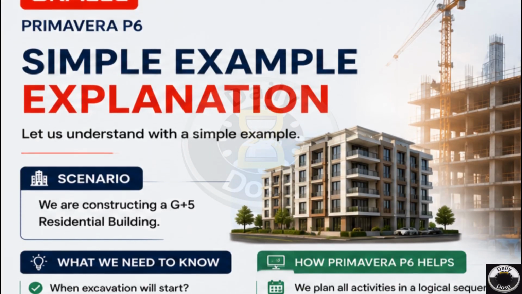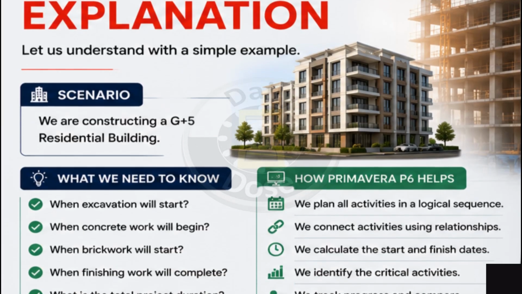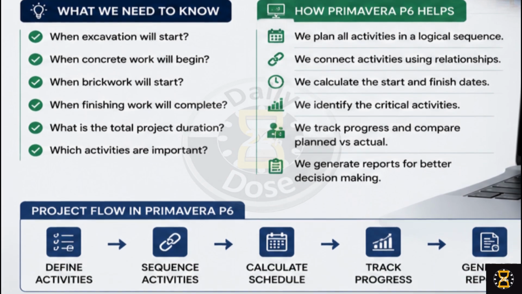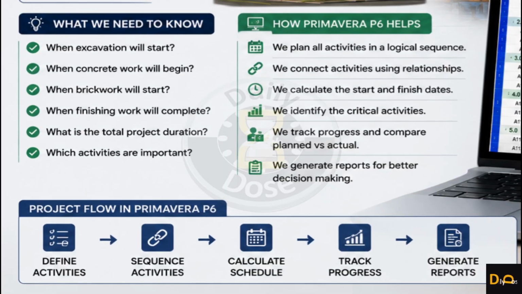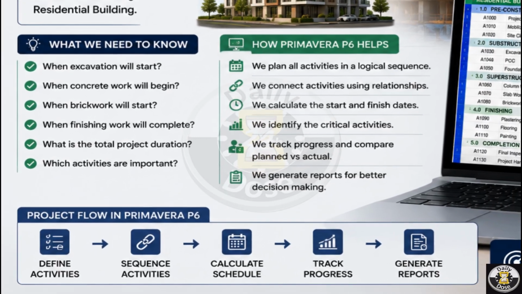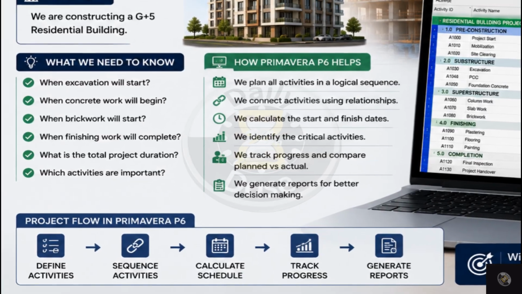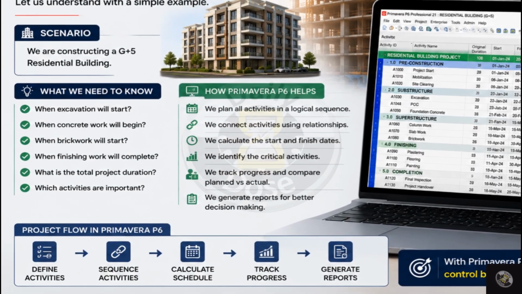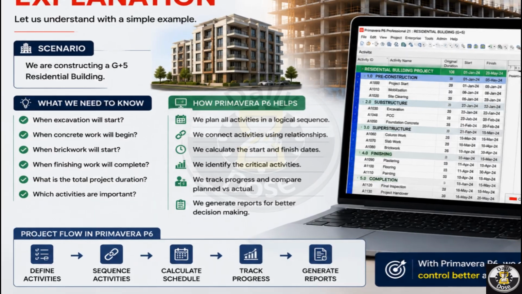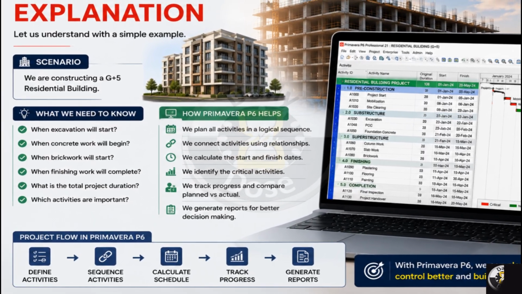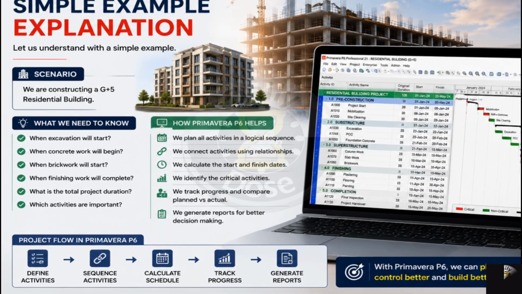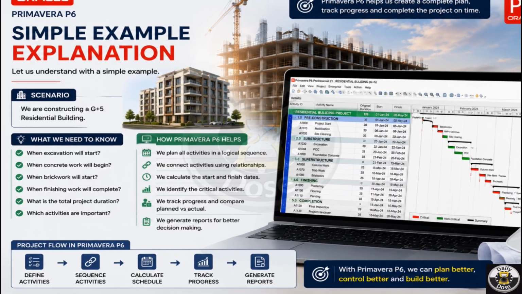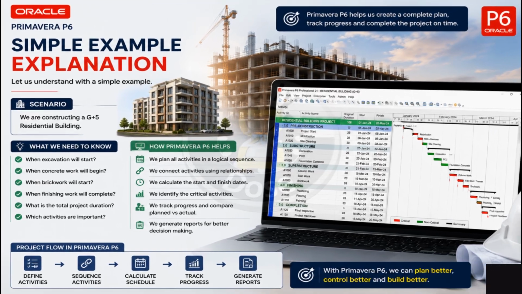Simple example explanation. Let us understand with a simple example. Imagine we are constructing a residential building. Before starting the project, we must create a proper plan. We need to know when excavation will start, when concrete work will begin, when brickwork will start, and when finishing work will complete. Primavera P6 helps us create this complete project schedule step by step.